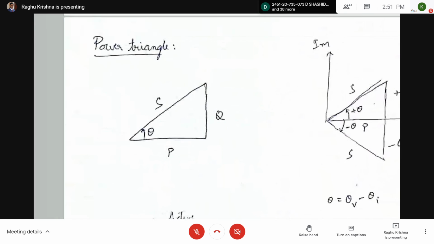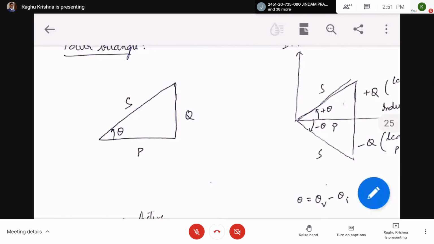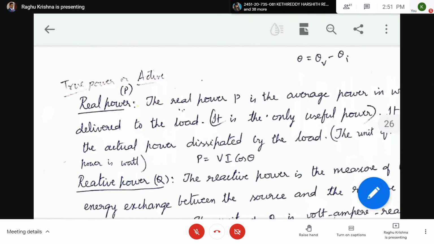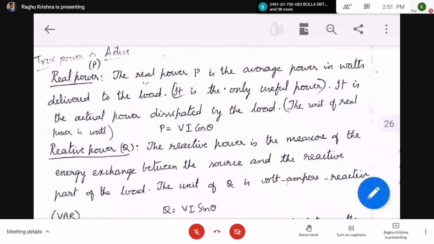Similarly, you are going to have the power triangle. In the power triangle, horizontally we are going to take the real power. Real power is represented by P. Reactive power is represented by Q. Before going to that, let us have the definitions.